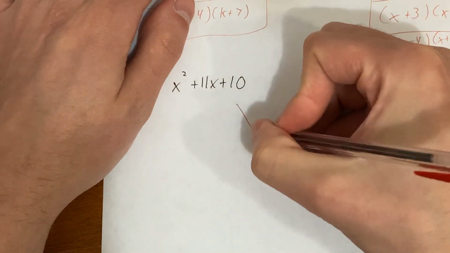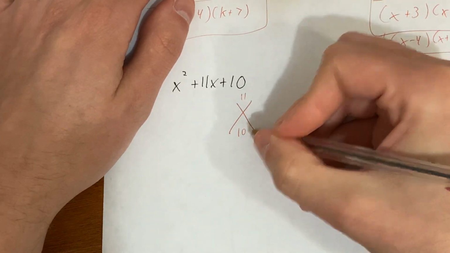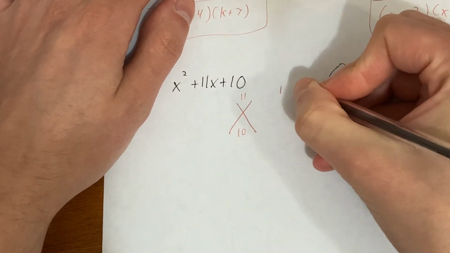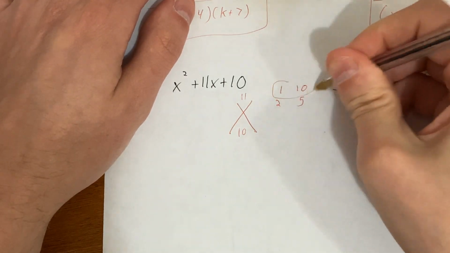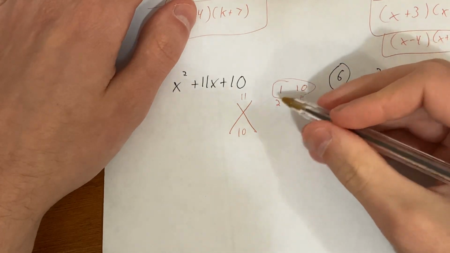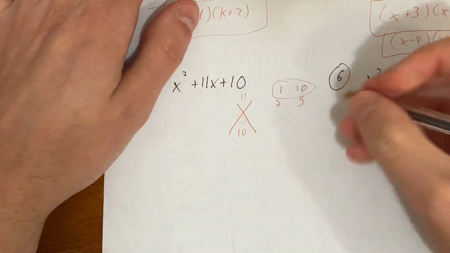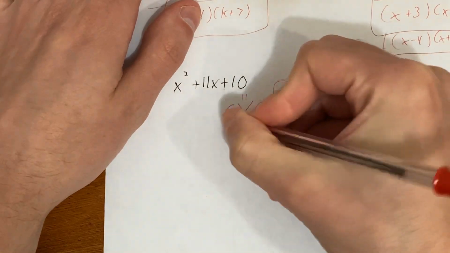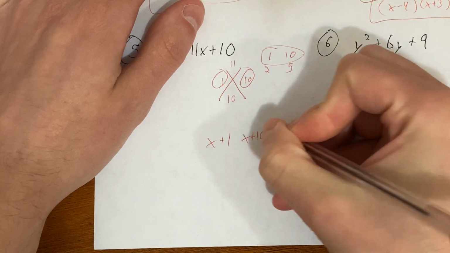Here, multiplies to 10 adds up to 11. Let's see what multiplies to 10. There's 1 and 10 and 2 and 5. That one's going to be 1 and 10. Please never forget the 1. A lot of people, if they're confused, sometimes it's just they forgot about 1. So 1 and 10, x plus 1, x plus 10.